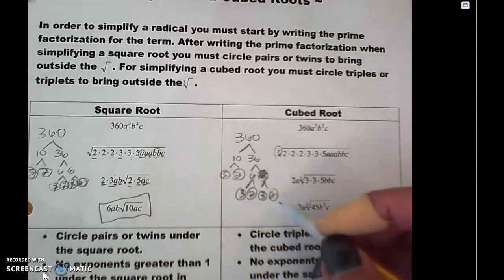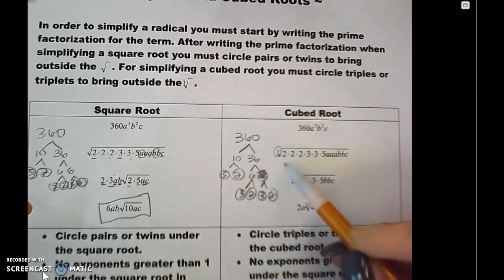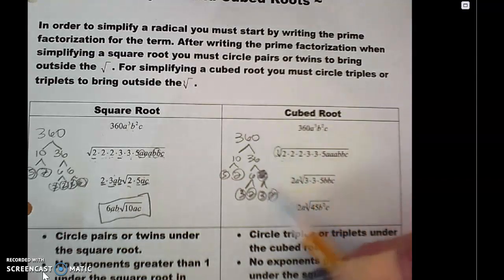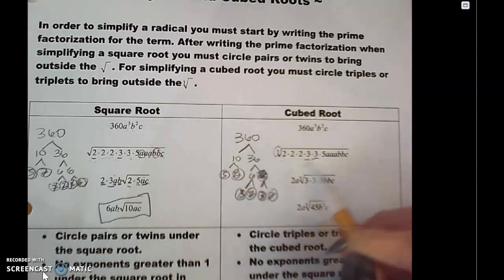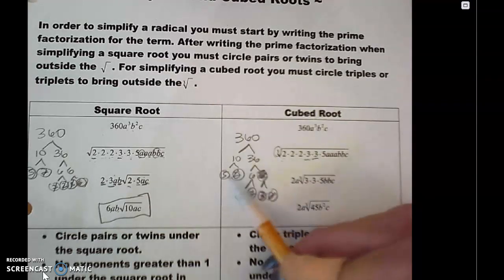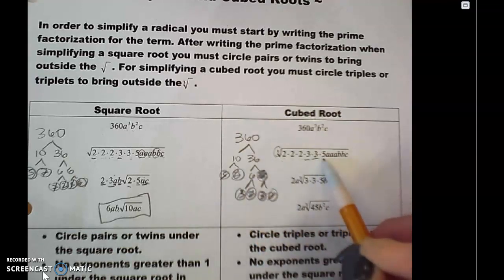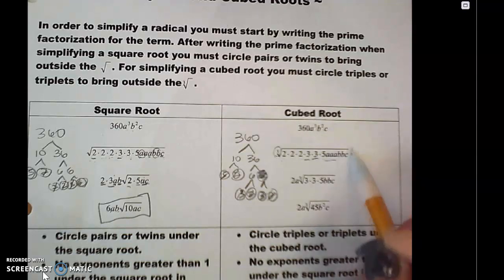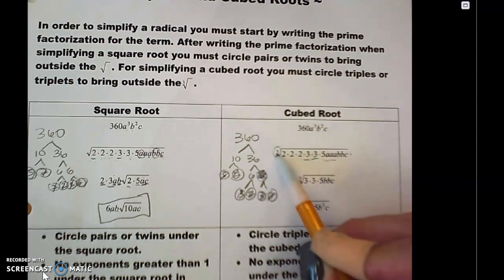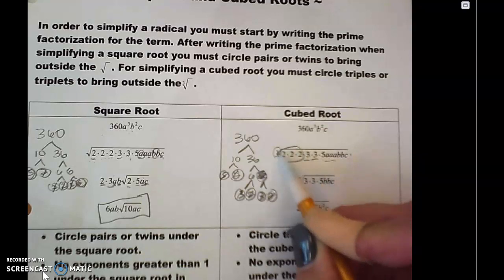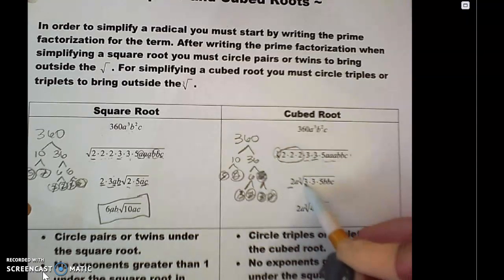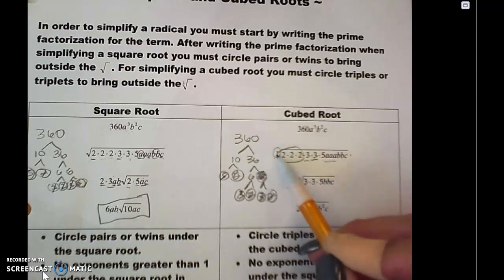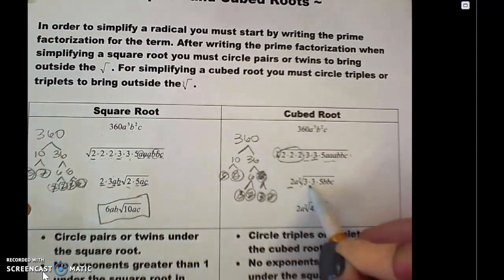Okay, so then they just wrote the 1, 2, 3 2s. They wrote the 2 3s, 1, 2, right there, and they wrote the 1 5 right there. A to the third, there's the 3 a's, b squared, and c. Then they brought them out in groups of 3. So these 3 2's come out here. The 2 3's have to stay inside because, again, it's cube root. We're bringing out groups of 3's, not 2's.